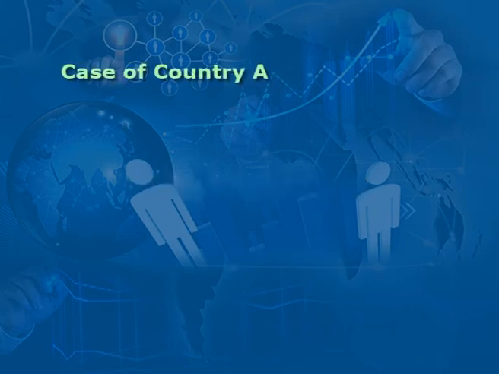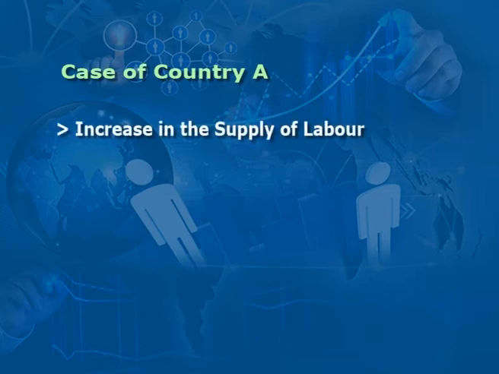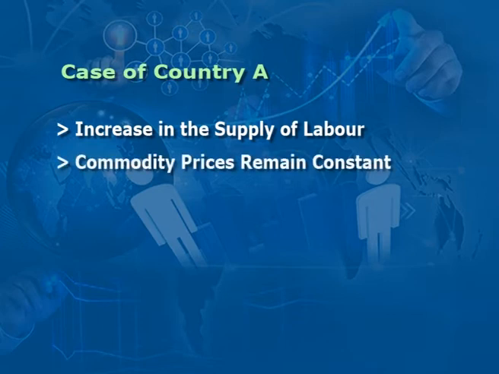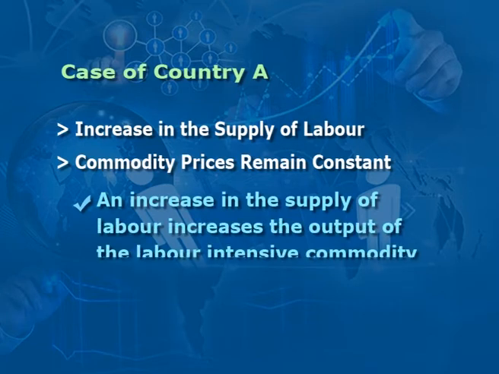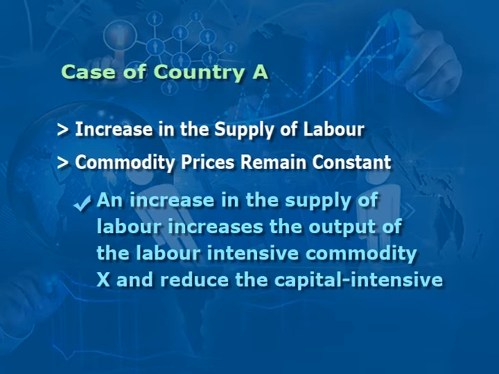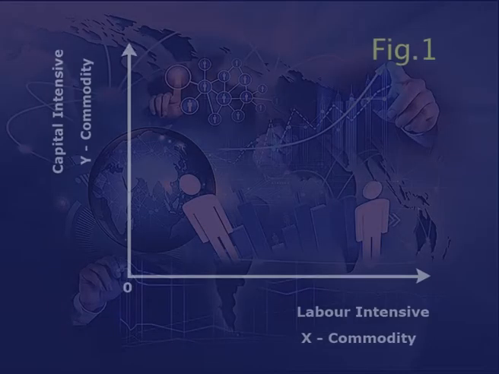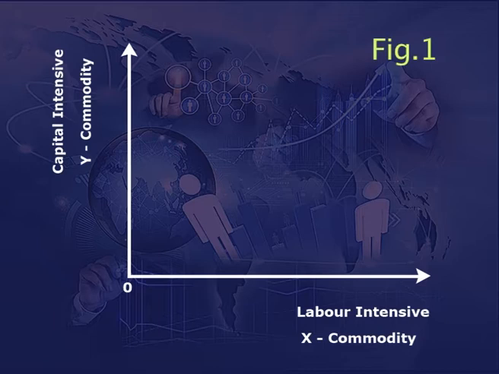Let us consider the case of a country A where there is an increase in only the supply of labor endowment. Commodity prices remain constant. An increase in the supply of labor increases the output of the labor intensive commodity, say X, and reduces the capital intensive commodity, say Y. This is explained in terms of figure 1, where the horizontal axis measures quantities of the labor intensive commodity X and the vertical axis of the capital intensive commodity Y in country A.